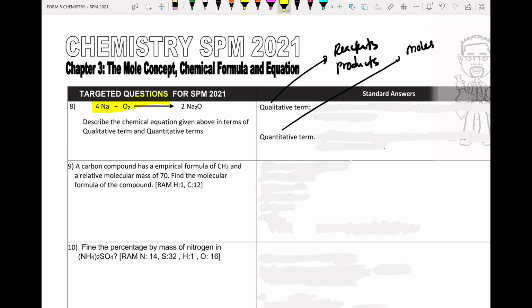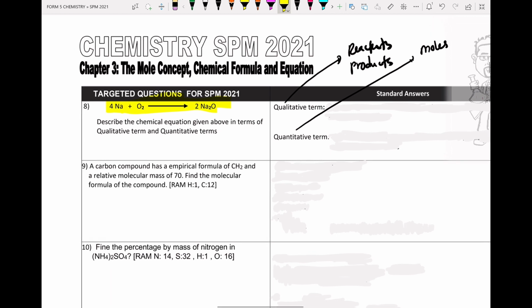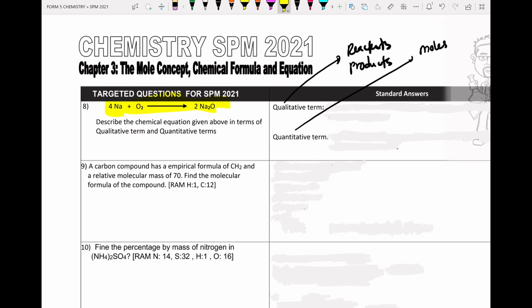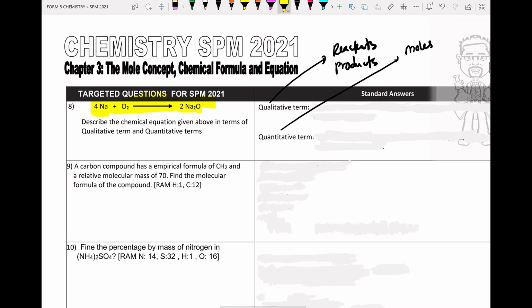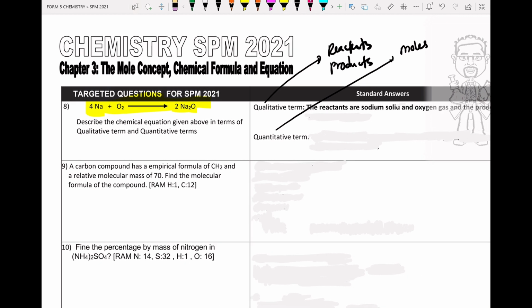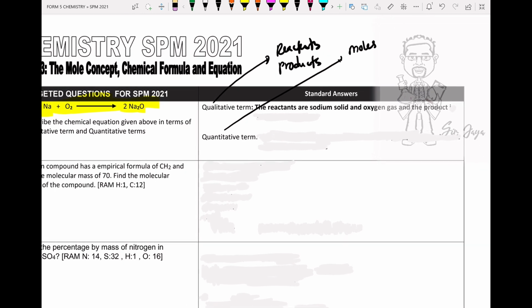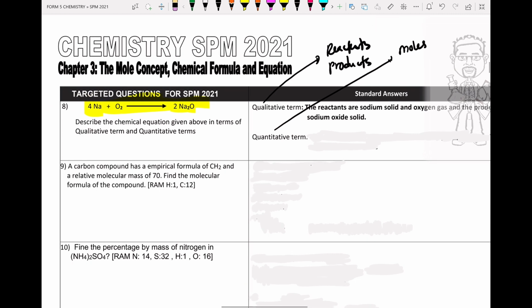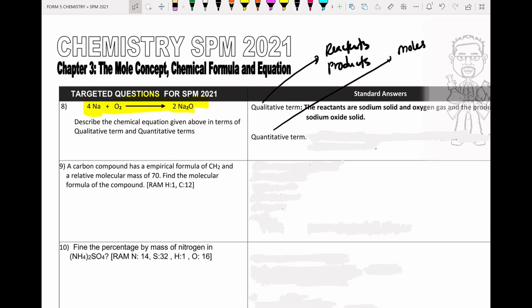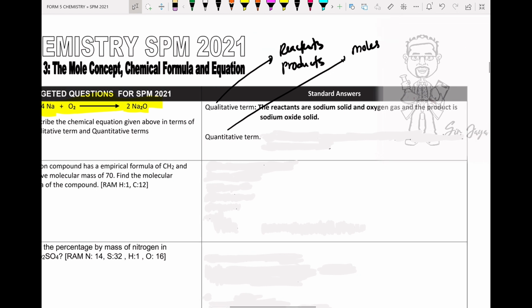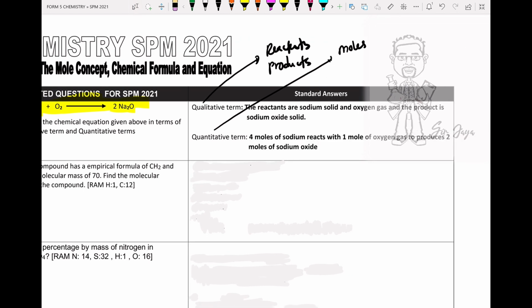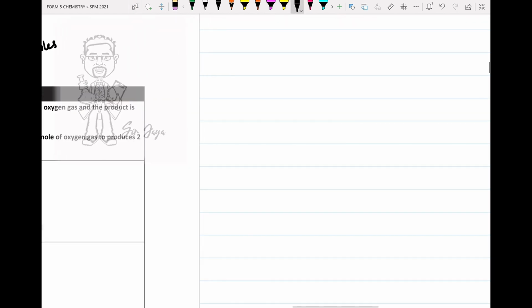Here we have sodium reacting with oxygen to produce sodium oxide. So 4 mole of sodium reacted with 1 mole of oxygen to produce 2 mole of sodium oxide. In qualitative terms, the reactants used are sodium solid and oxygen gas, and the product is sodium oxide. In quantitative terms, 4 mole of sodium reacts with 1 mole of oxygen gas to produce 2 mole of sodium oxide. So the answer will be here. If you don't understand, we try to do another one.